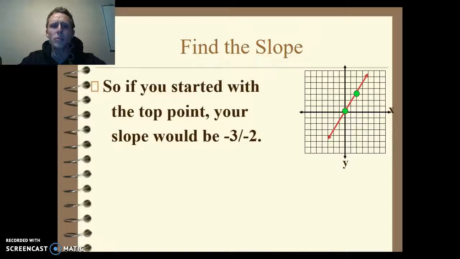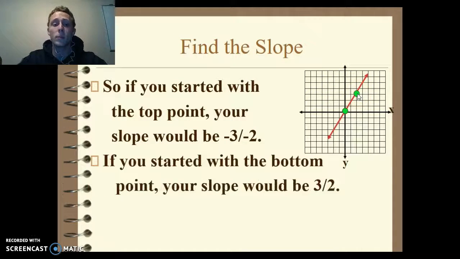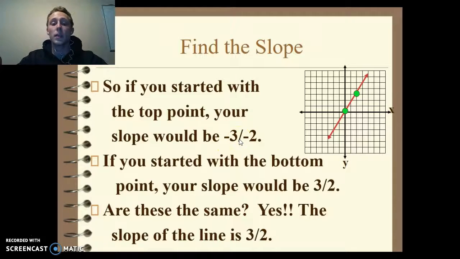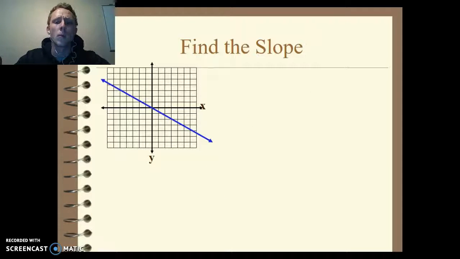So if we put those numbers together, if we start at the top point, we should get -3 over -2. If we start at the bottom number, we should get 3 over 2. Now, if you'll notice, this is a negative over a negative. Those negatives are going to cancel. So in the end, we should get the same slope of 3 over 2, which is super nifty. Now that is only going to work with a straight line. If your line has crazy curves in it, that's not really going to work anymore. But we won't look at that until a lot later.